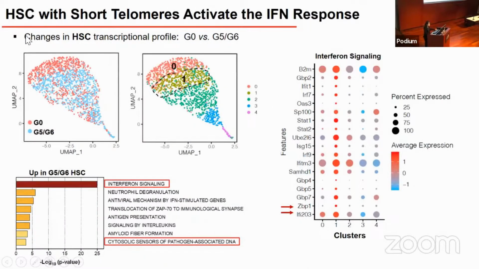Similar result was observed when we analyzed the different gene expression profile between G0 and G5, G6 by single-cell RNA sequencing analysis. And we observed that there was an activation of cytosolic sensor of pathogen-associated DNA, which is known to activate the interferon signaling pathway. So our question was why the cytosolic sensor of pathogen-associated DNA was activated. And is it possible that their cytosolic DNA due to their telomere degradation was increased?